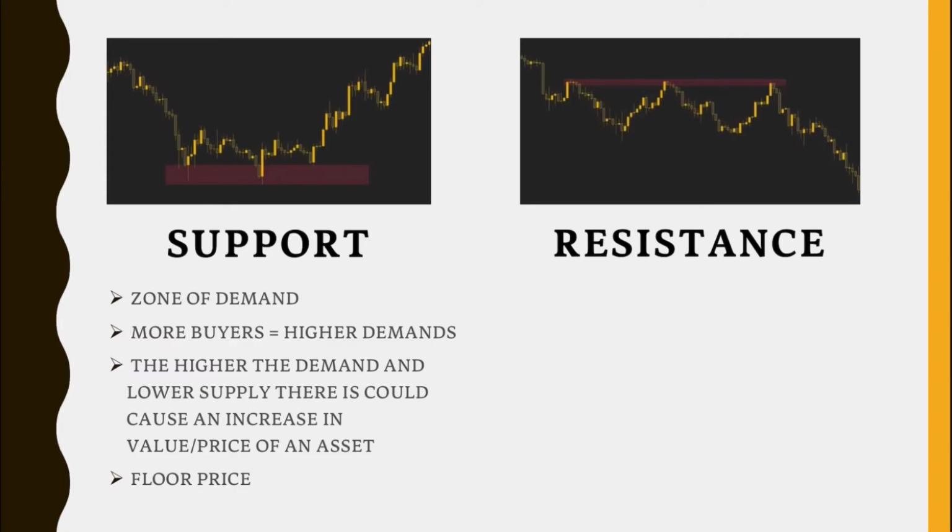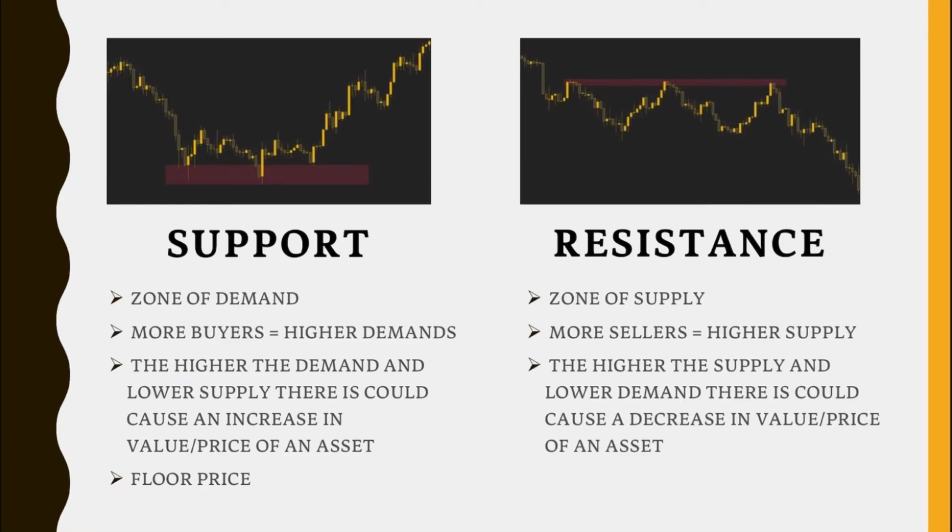On the other hand, the resistance level can be identified as the zone of supply. Opposite of the support level, sa resistance naman, dito yung level wherein more people are selling. More sellers equals higher supply. Higher supply and lower demand could cause a decrease in the value or price of the asset, which is the reason why nahihirapang basagin ng mga bulls pagdating sa resistance level. Contrary to the floor price, you may consider the resistance level as the ceiling price of an asset.